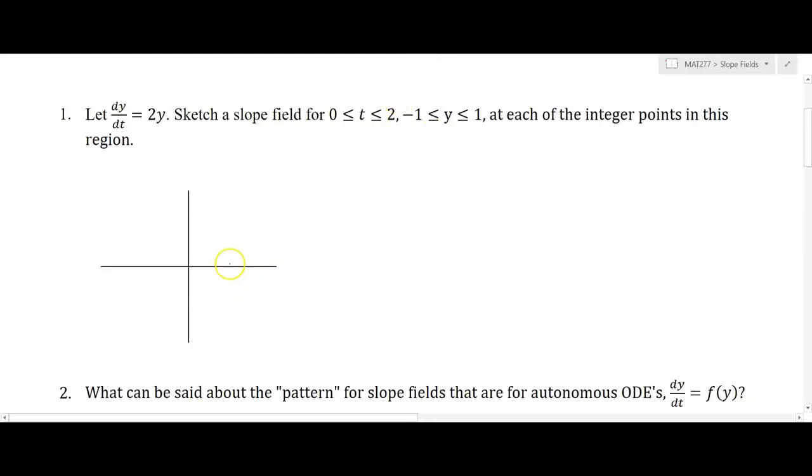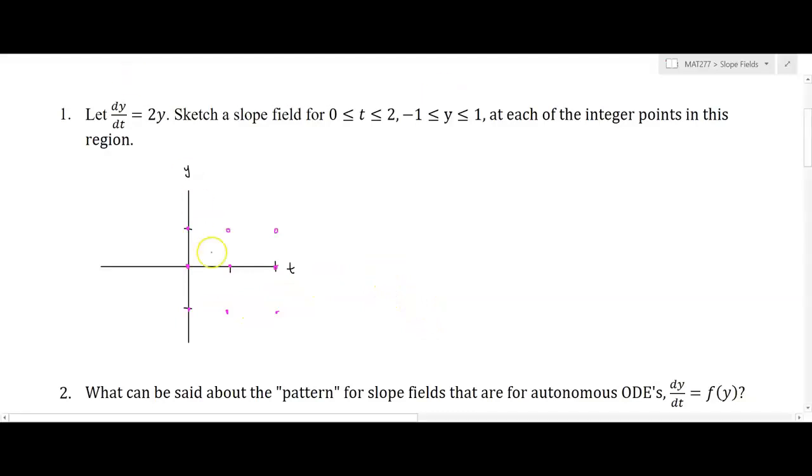If on this graph I label t equals 1 and t equals 2, and then y goes from -1 to +1, we are only focused on the integer points, so we'll have a point here, here, here, here, here, and here. A total of 9 points that we want to look at in order to represent the integer pairs in this region.